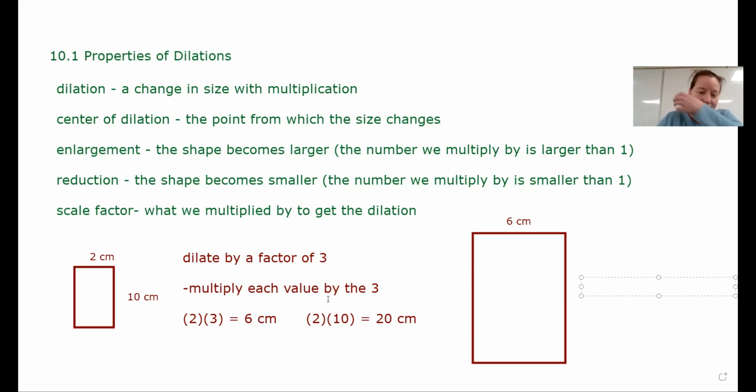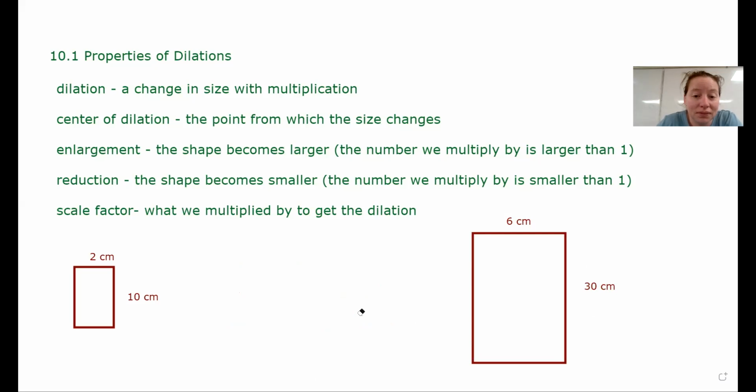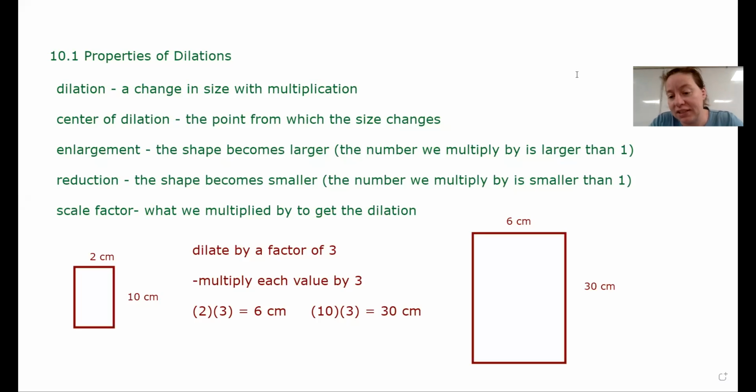Oh, sorry. Why did I do that? Okay, it's by 30 centimeters. Let me go back and fix that one. All right, there we go. I fixed it. So our new rectangle, our dilation, is 6 centimeters by 30 centimeters. In this case, I multiplied by a 3, which is larger than 1, so it was an enlargement for my dilation. Let me flip on to the next page to show you a reduction in dilation.